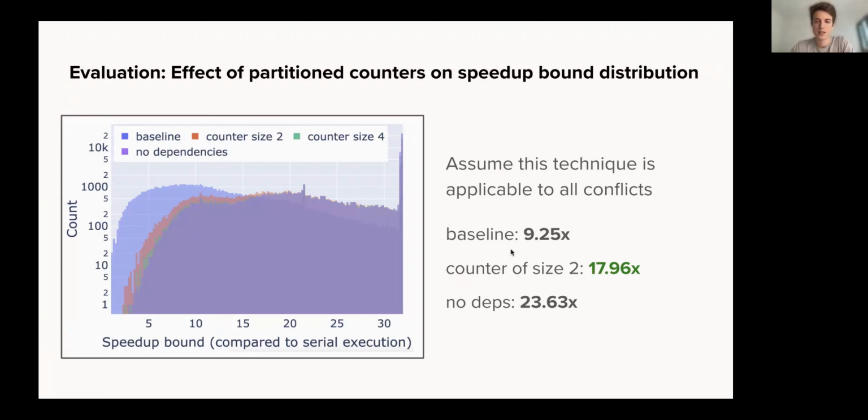We'd also like to mention that on this dataset, if we remove all the dependencies, then the highest possible speedup achievable is 23.6 times. So what we can observe here is that as we use counters for our conflicts, counters of size bigger and bigger, we're actually converging to the optimum or the theoretical maximum possible speedup in this dataset.